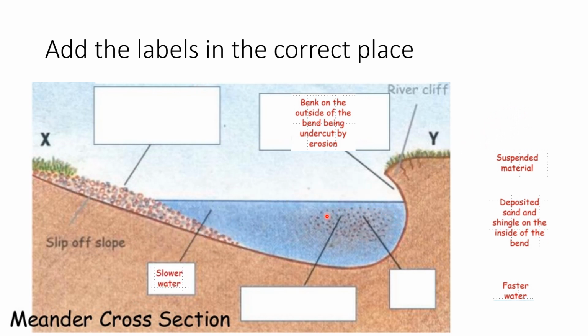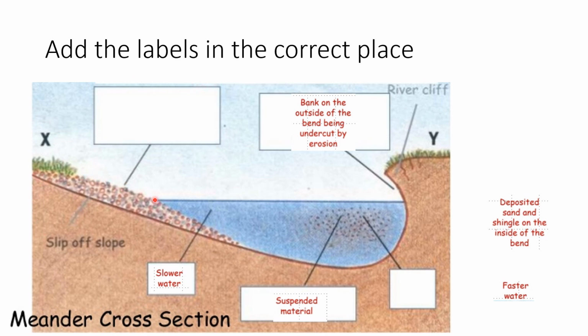Now you can see here where the mouse is, the brown dots are. That's again in the fast water, because the water's going fast, it can transport stuff, and in that case it'd be like the mud and bits and pieces that are being transported, and we call that suspended material. So suspended material goes there. We've then got deposition of sand and shingle. Now rivers dump stuff when it goes slow, so it's going to be on the slow side of the river. We know this is the slow side.